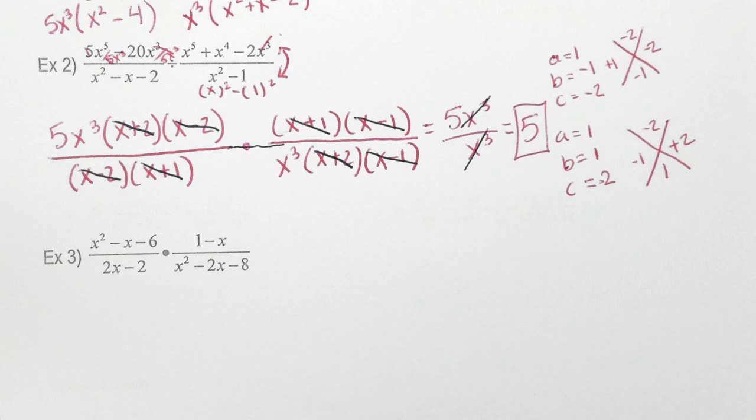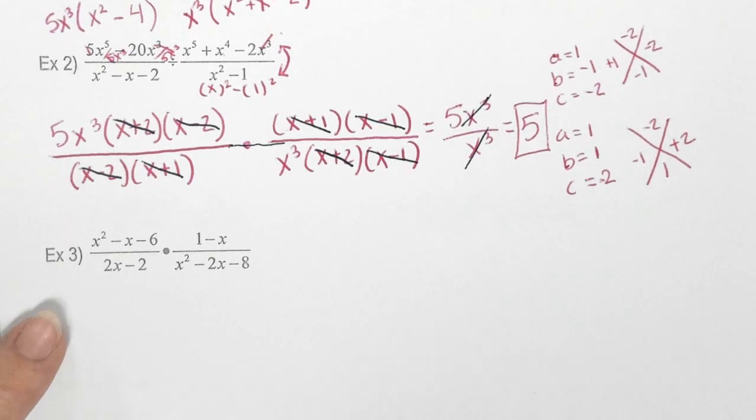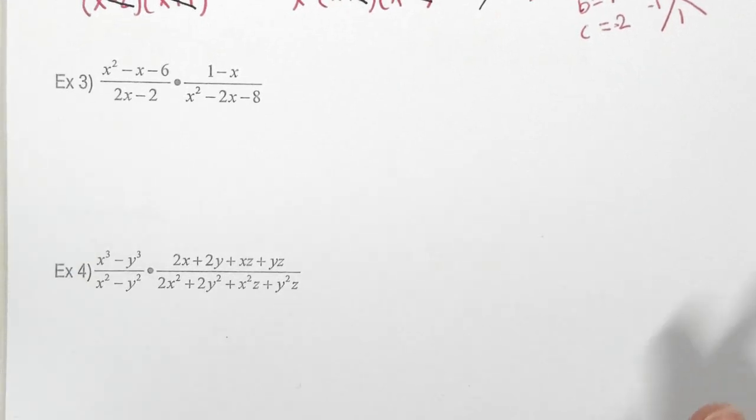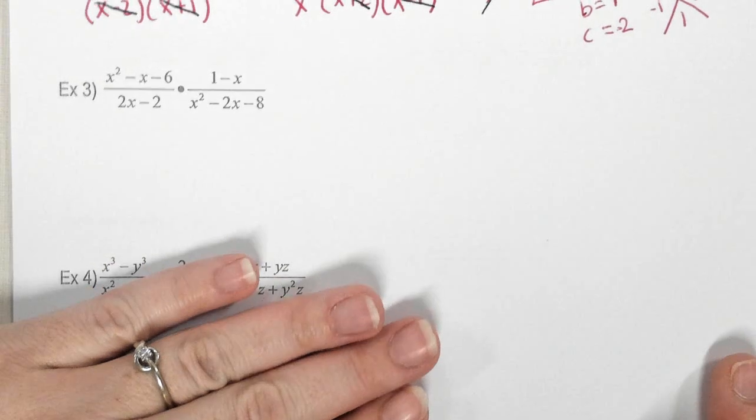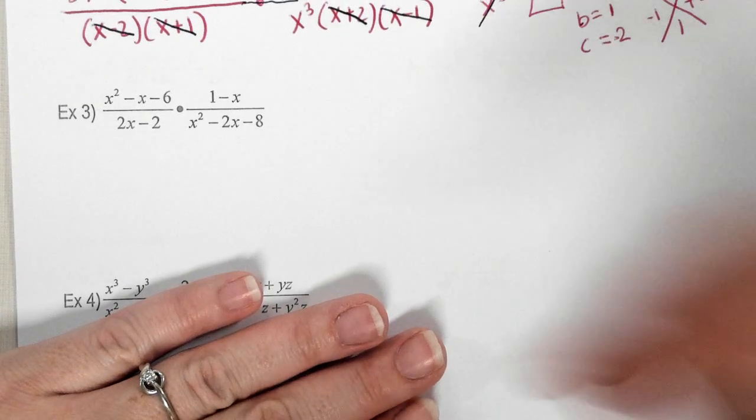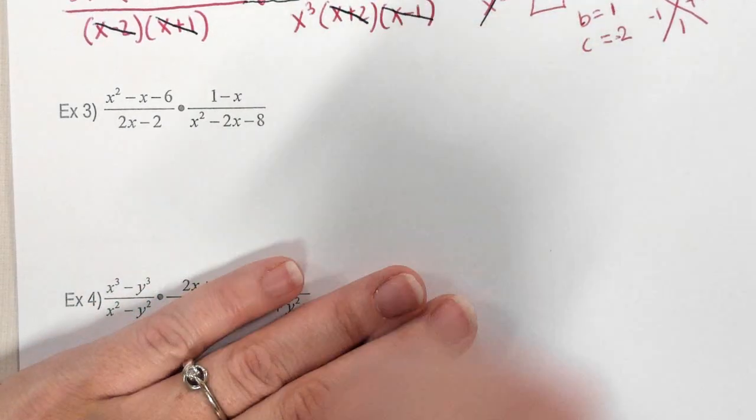Okay, look at number 3. Is everybody okay on number 2? Okay, look at number 3. Number 3 is not as bad. I don't think it's as bad. Number 4, that's another story. We'll do that one together. Don't stress about number 4. Okay, look at top left. Now, what's different about number 3 before we keep going?